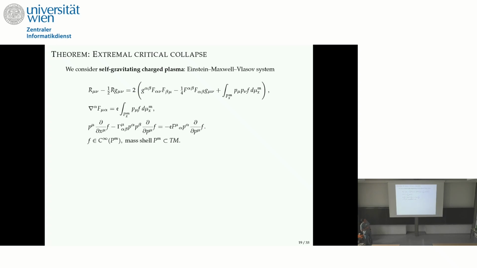And the Vlasov matter is modeled by a distribution function on the mass shell, which is a subset of the tangent bundle. And you just say that along the electromagnetic geodesic spray, or geodesic semi-spray, F is conserved. This just means that the characteristics, the distribution function, is constant along the flow lines of the electromagnetic geodesic spray.